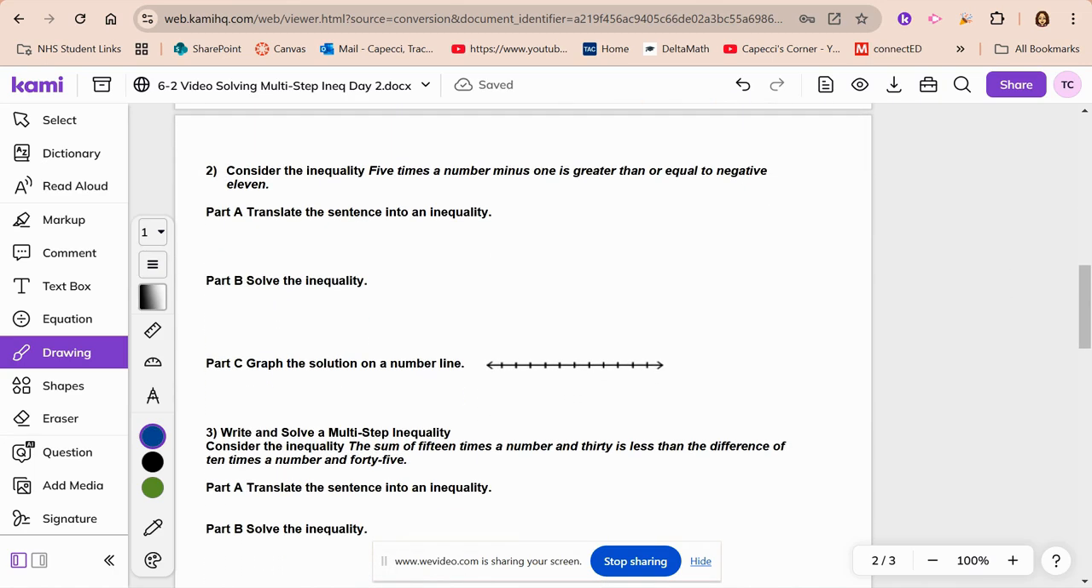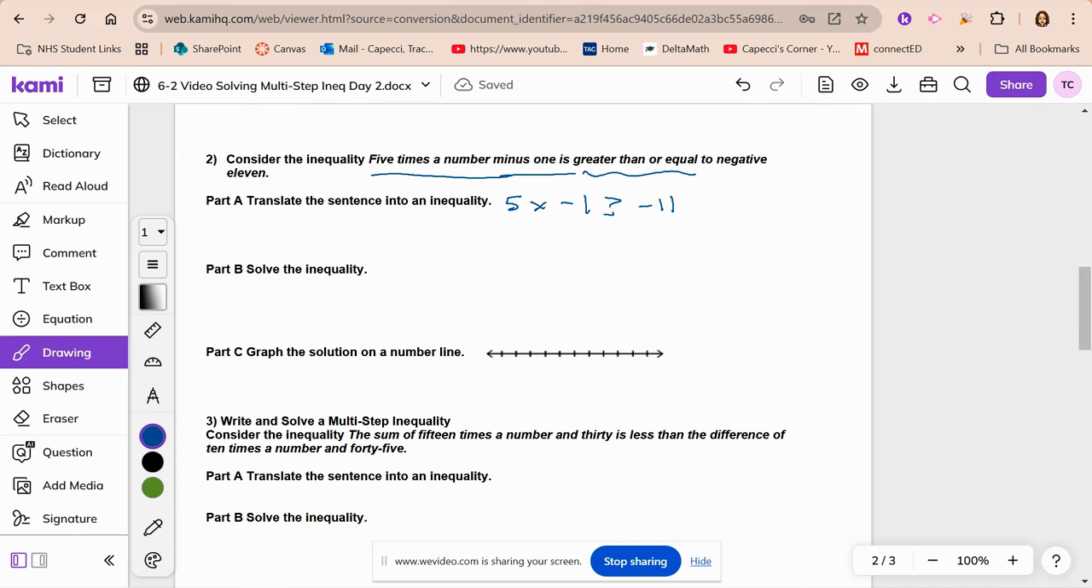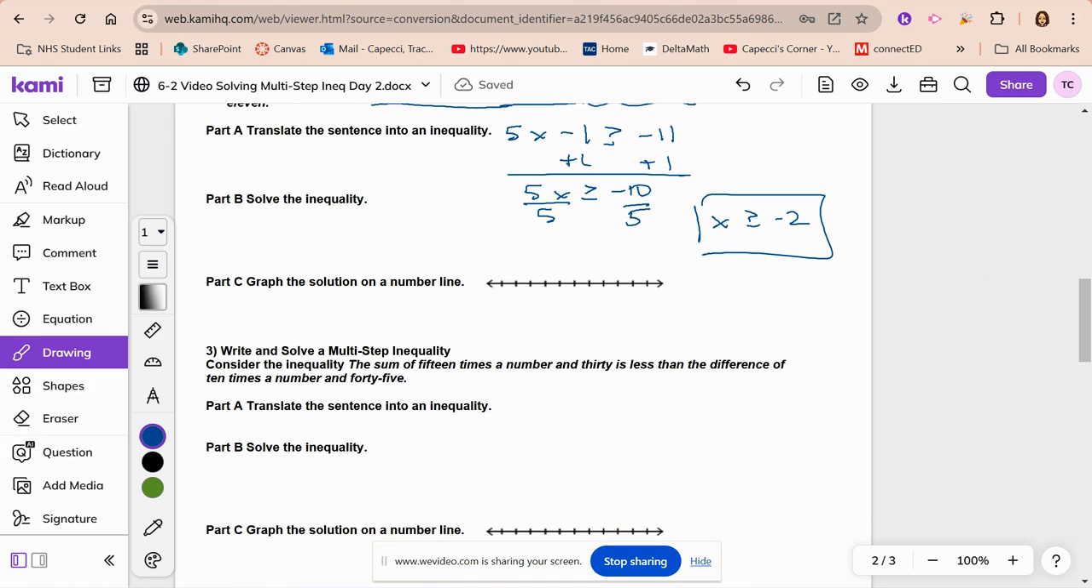All right, let's take a look at the next one. Here we have 5 times a number minus 1 is greater than or equal to negative 11. Okay, again, I'm going to get x by itself, so I'm going to add 1 to both sides. And I have 5x is greater than or equal to negative 10. I'm going to divide both sides by 5. So I have x is greater than or equal to negative 2. Okay, so then I have to graph that. I have 0 here, negative 2 here. Again, it's greater than or equal to, so that's including negative 2 as my solution, so I have a closed circle to the right.